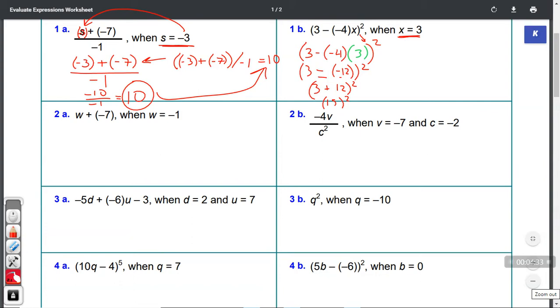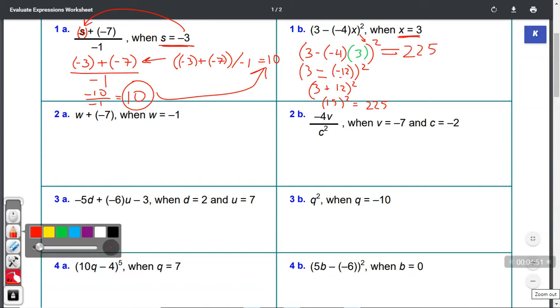And 3 plus 12 is 15. All right, and then 15 squared. If you don't have it memorized, I encourage you to memorize up to 20 squared. But if you don't, you can use your calculator, and we get 225. So that's working it out by hand. If we were to plug this straight into the calculator, you should get 225.